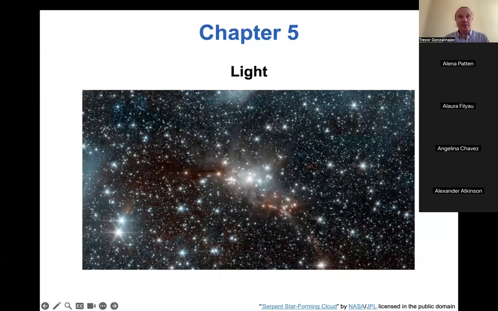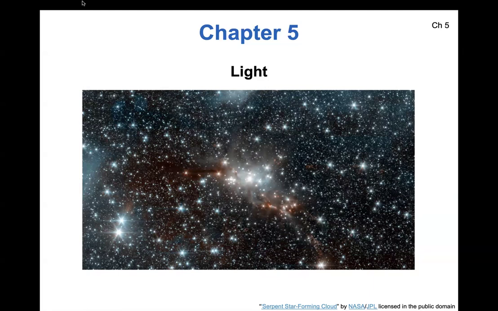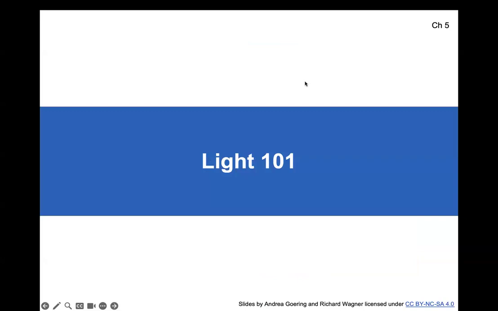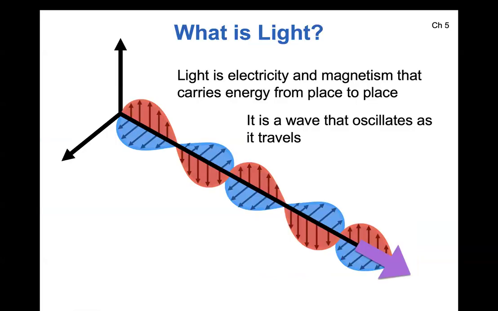Okay, so we are talking about chapter 5 on the topic of light. Light 101 is just kind of saying, hey, if this was the course on light, here are the basics. So what is light? Well, light is electricity and magnetism that carries energy from place to place. It is a wave that oscillates as it travels.